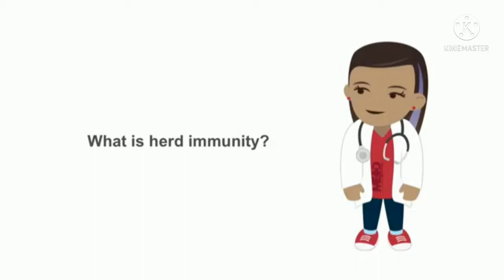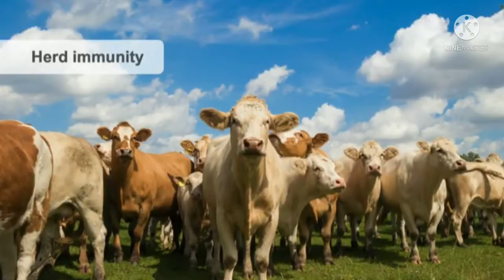What is herd immunity? Well, it's a basic principle that's used in combating epidemics. Herd immunity occurs when a significant proportion of the population, or the herd, have been vaccinated or are immune by some other mechanism, resulting in protection for susceptible individuals. Let's see how this works in action.